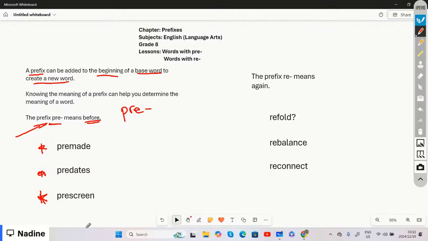So once again, pre means before. If you see the word pre at the beginning of a word, then you must know that pre means before. So whatever word the prefix is added to will then be before.